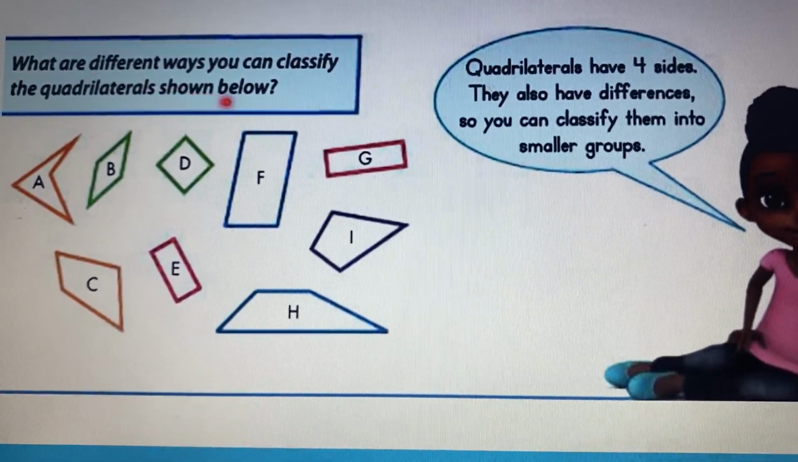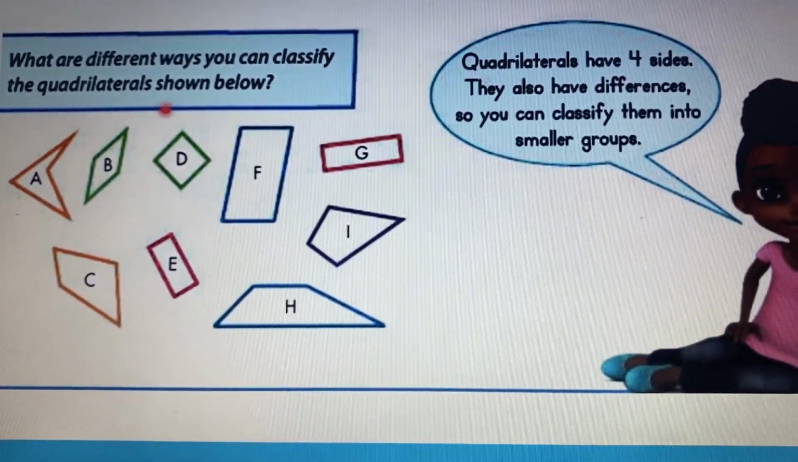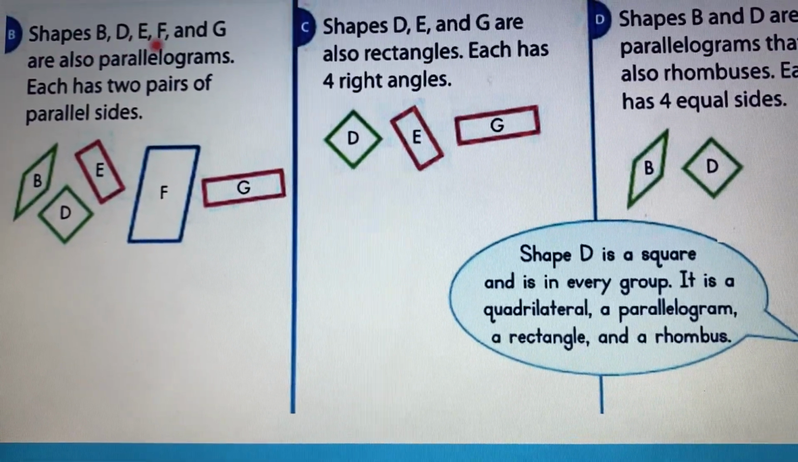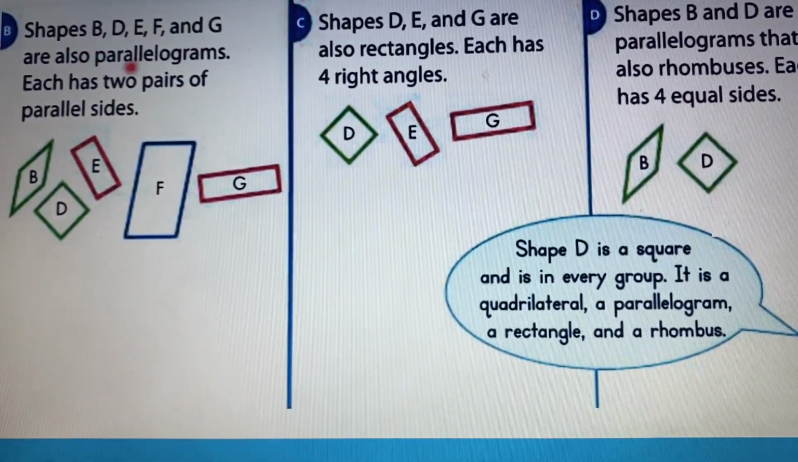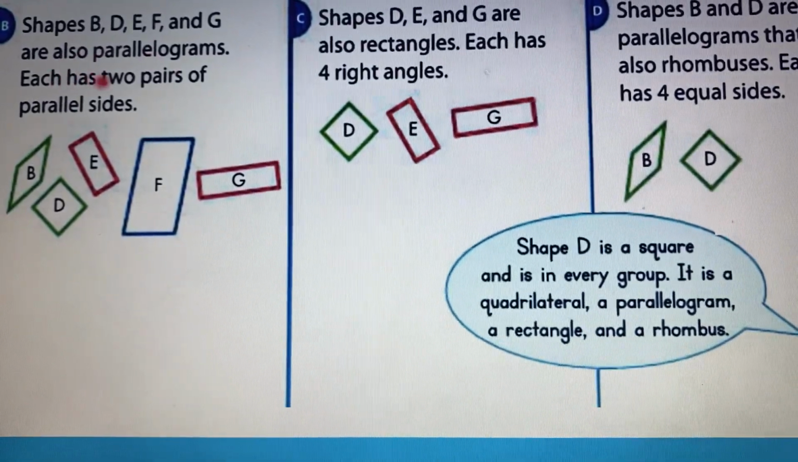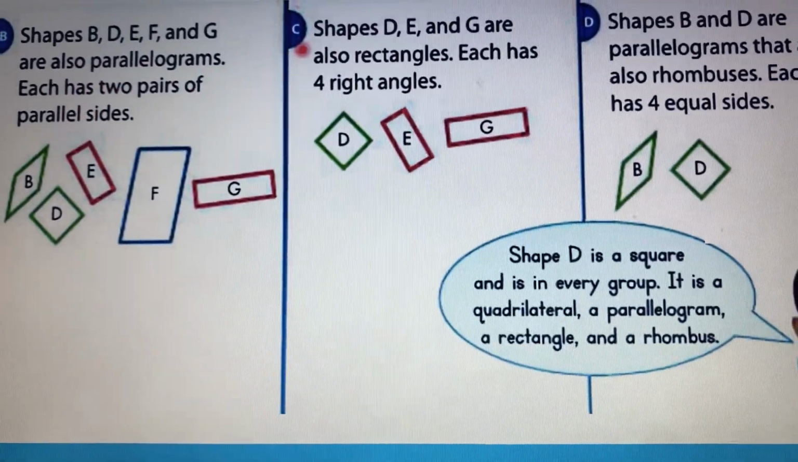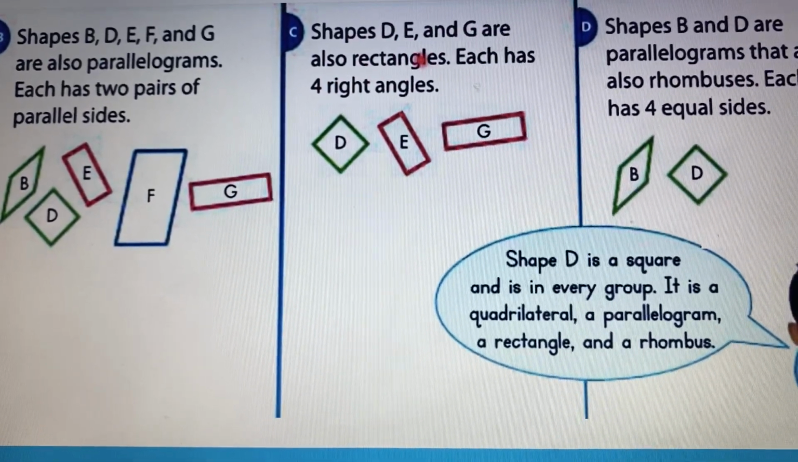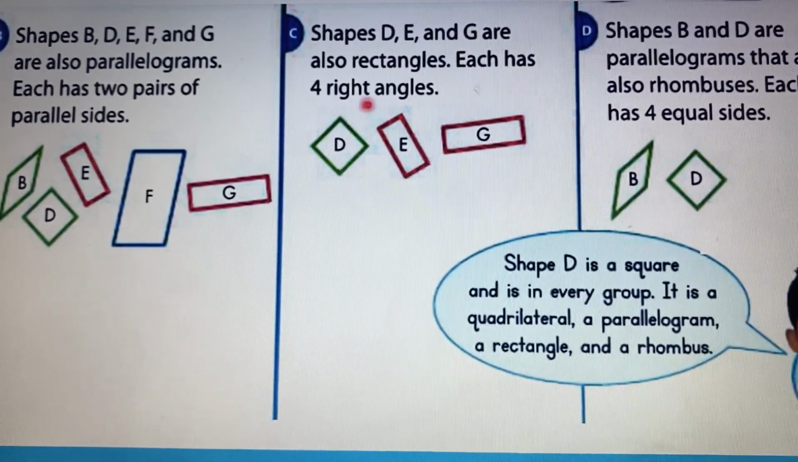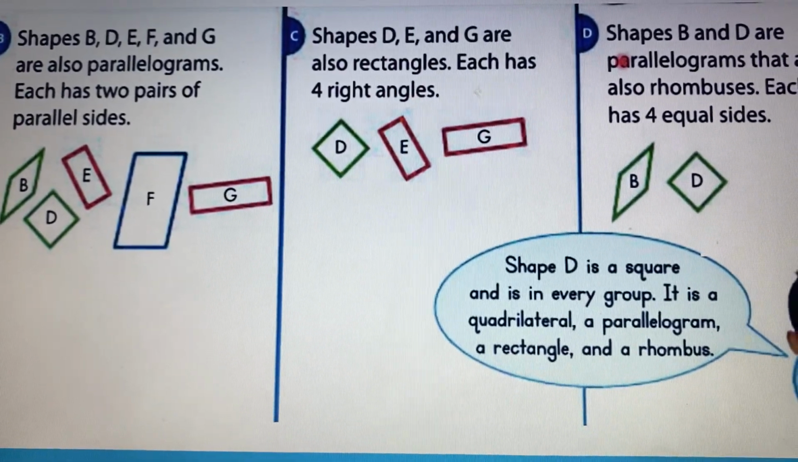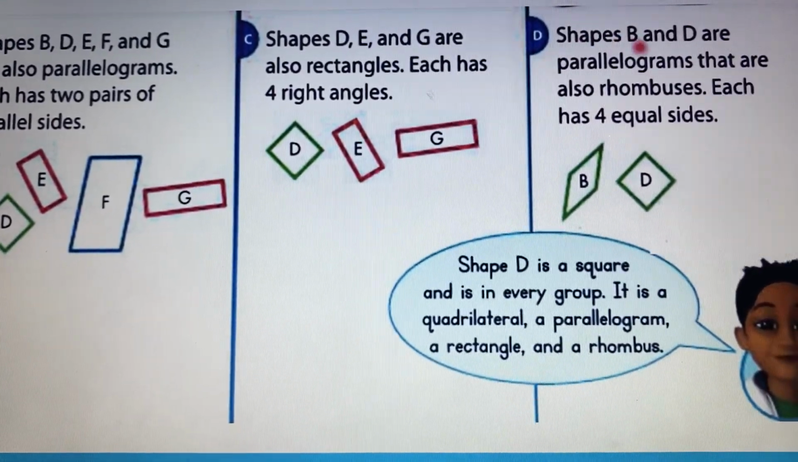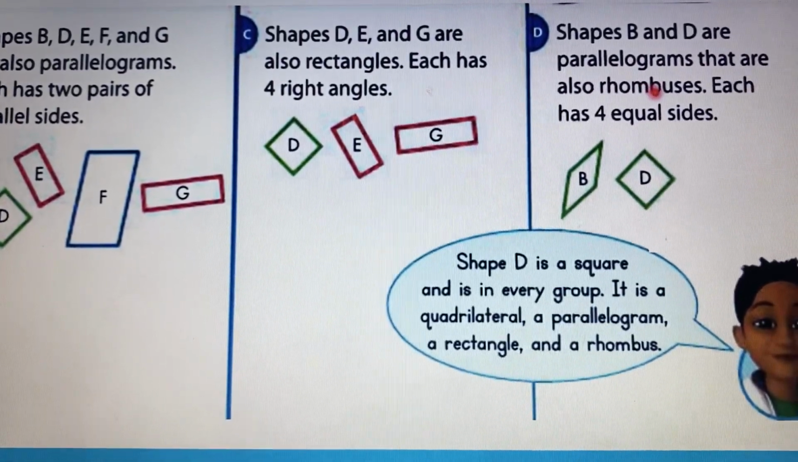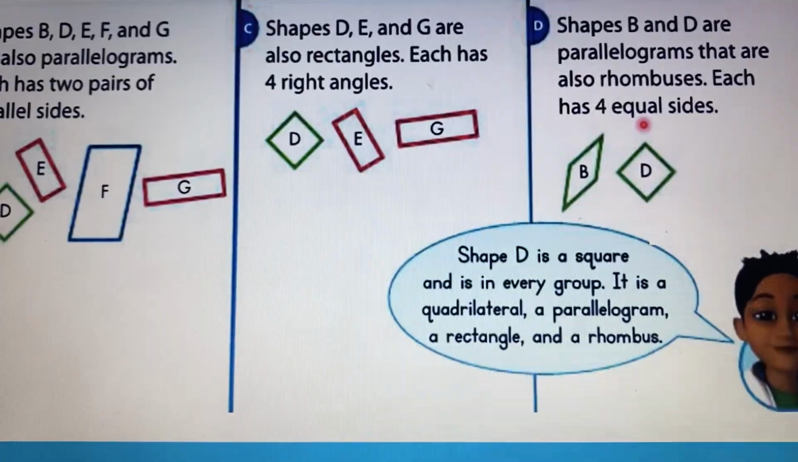What are different ways you can classify the quadrilaterals shown below? Let's see. Shapes B, D, E, F, and G are also parallelograms. Why? Because each has two pairs of parallel sides. But shapes D, E, and G are also rectangles. Why? Because each has four right angles. The last classification is shapes B and D are parallelograms that are also rhombuses because each has four equal sides.